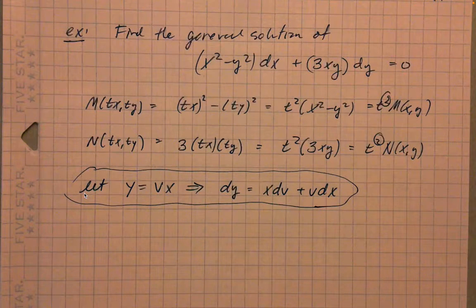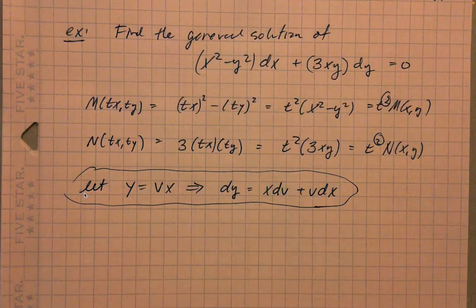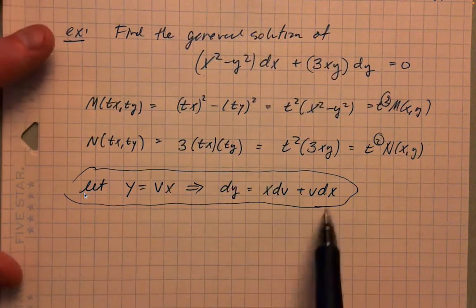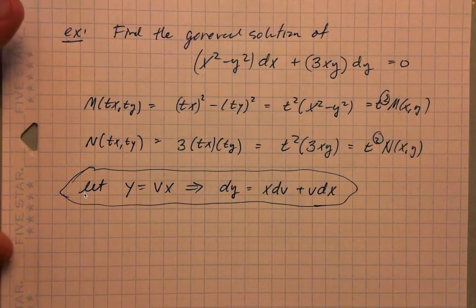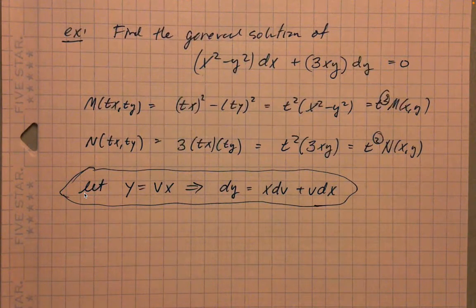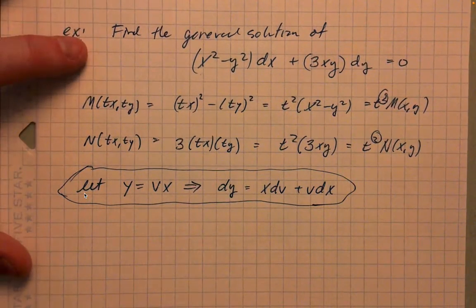All right, and so basically we're going to end up with a function of x and v. We're going to get rid of the y's, right? y is going to become vx, and this is the substitution scheme. Okay, so away we go. And then once you've done this, it's a matter of doing a lot of algebra, separating things out, integrating, and then resubstituting your original variables back in. Okay, and so let's do that.